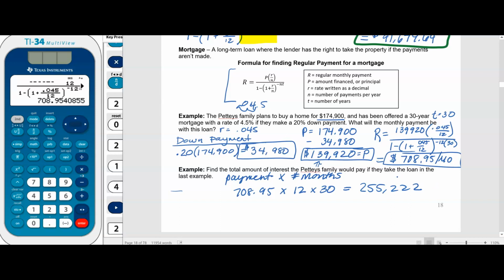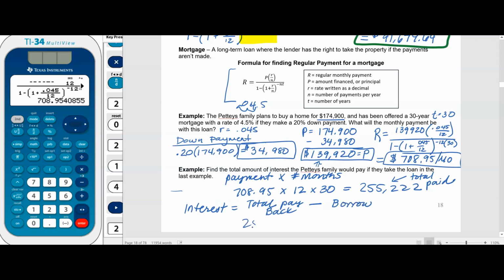$255,222. This is not all interest. This is the total that they paid. So they borrowed $139,920, but they pay back $255,222. So if we want to know the interest, then what we're going to do is take the total that they pay back, and they're going to minus what they borrow.